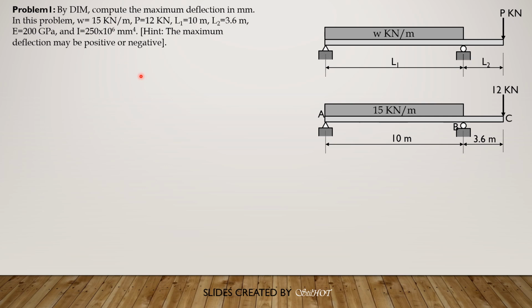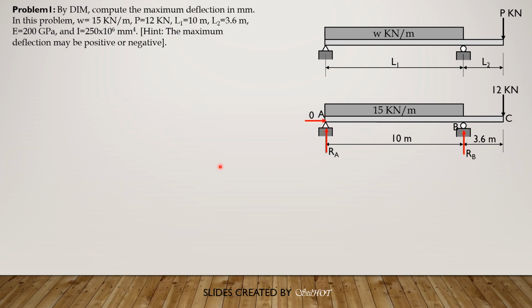So take note that the maximum deflection may be positive or negative. So there's a possibility that it is positive at C and the negative deflection will be somewhere between the supports. So first, let's solve for the reactions at A and B. Of course, AX is 0.